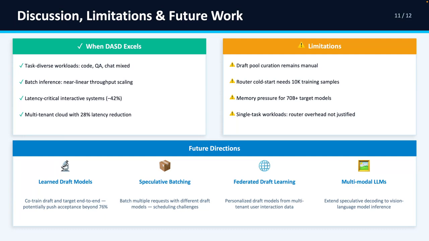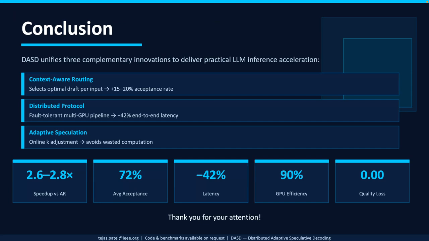Second, extending the framework to speculative batching, handling multiple concurrent requests with different draft models, presents interesting scheduling challenges. Third is federated draft learning in multi-tenant cloud deployment, which could enable personalized draft models tuned to individual users' interaction patterns. So let's move on to the conclusion.